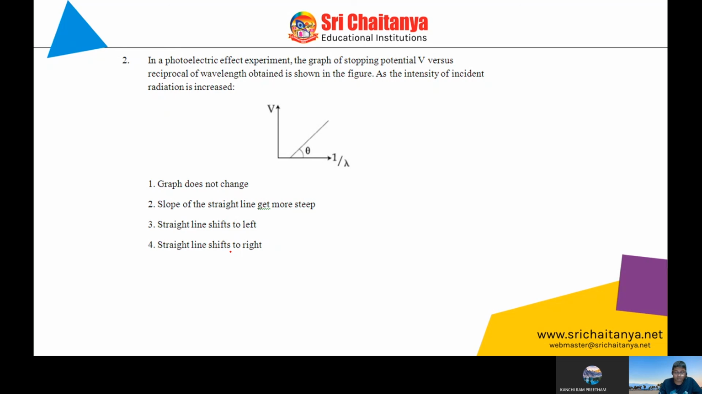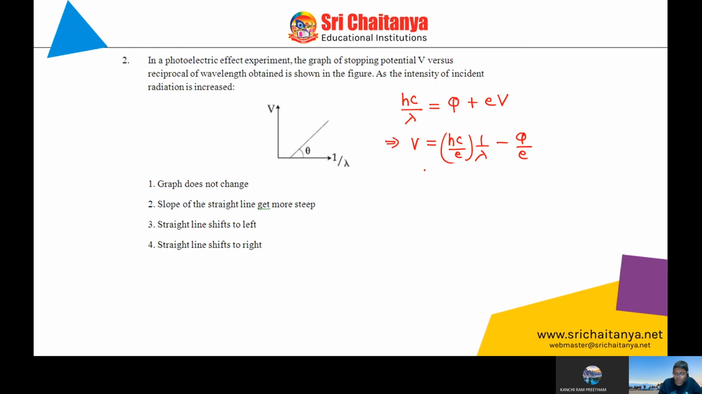Okay, so in order to solve this question, we need to establish a relationship between stopping potential and 1 by lambda. Here is Einstein's photoelectric equation: the energy of incident photons, hc by lambda, will be equal to the work function of the metal plus e times stopping potential, eV. When we rearrange this equation, we can write it as V is equal to hc by e into 1 by lambda minus phi by e.